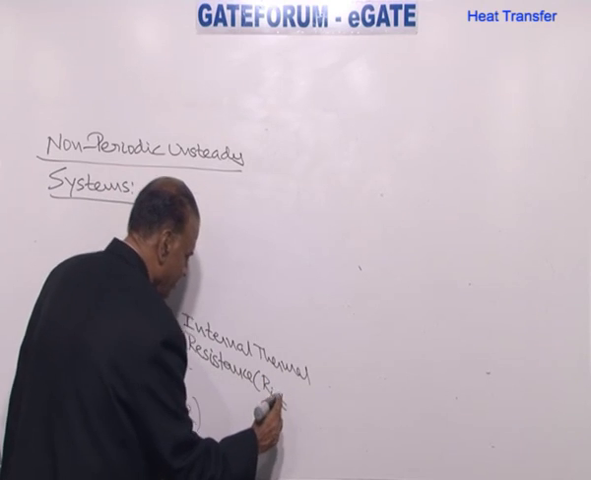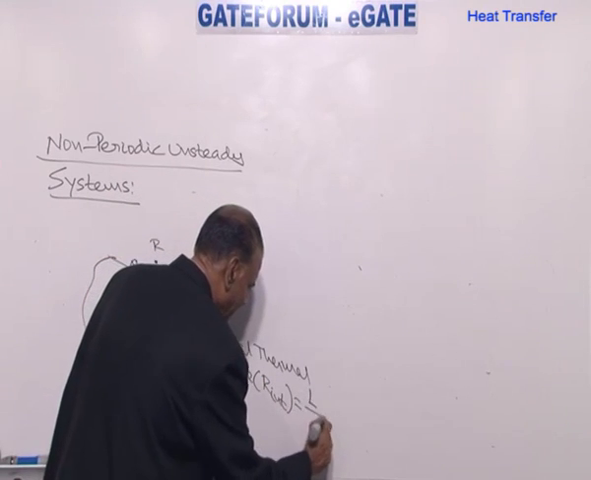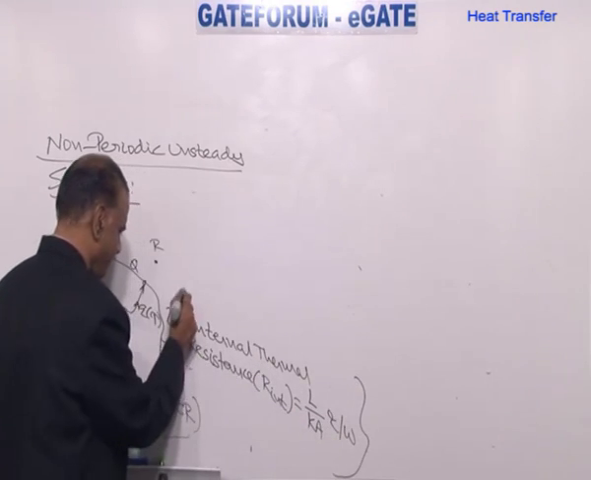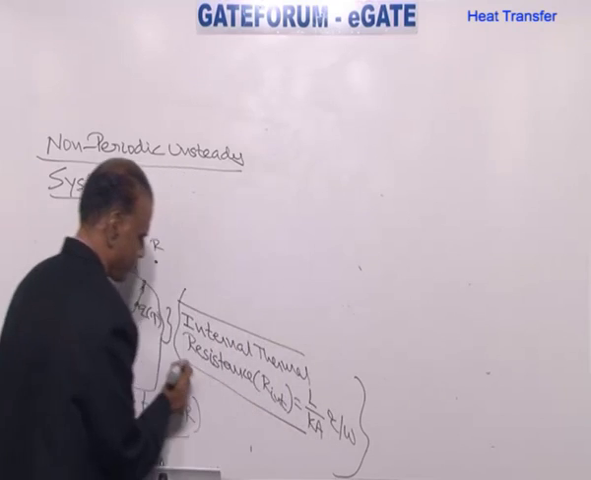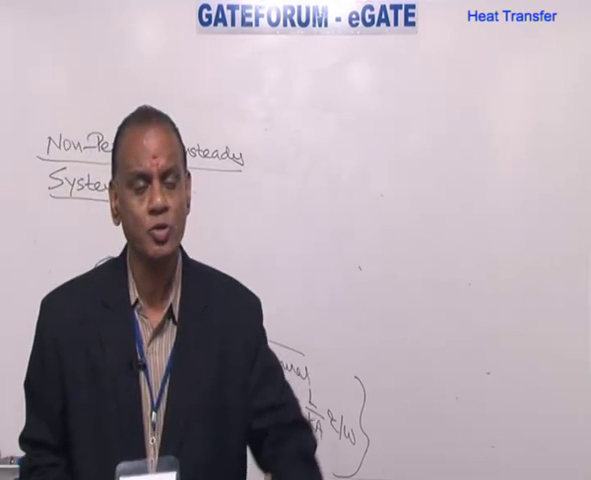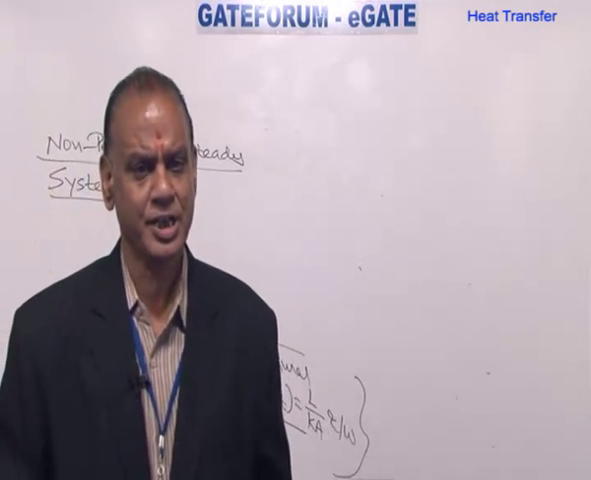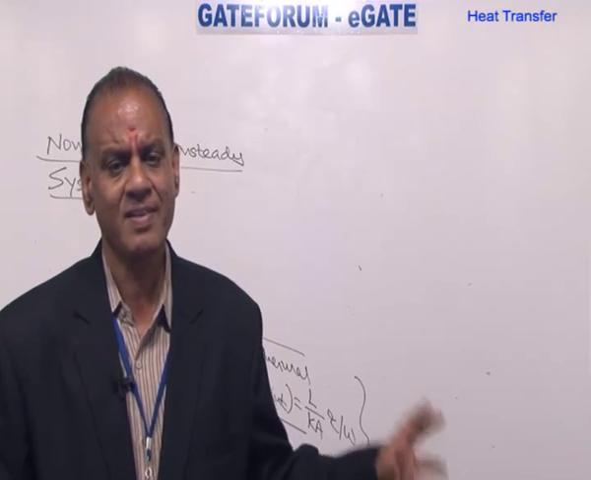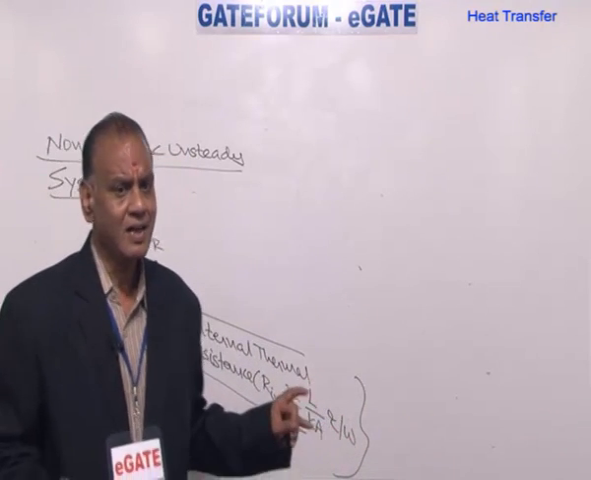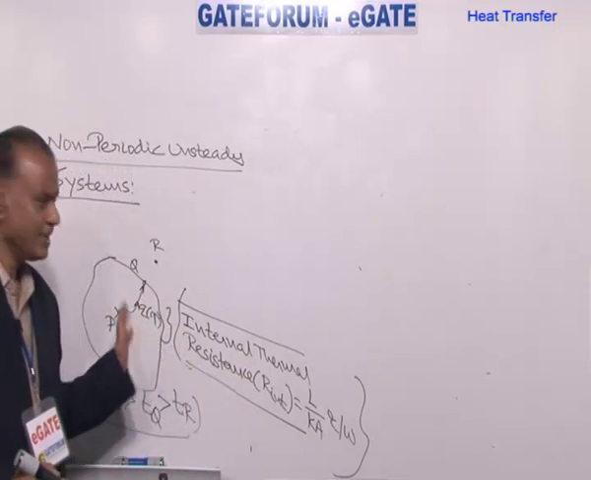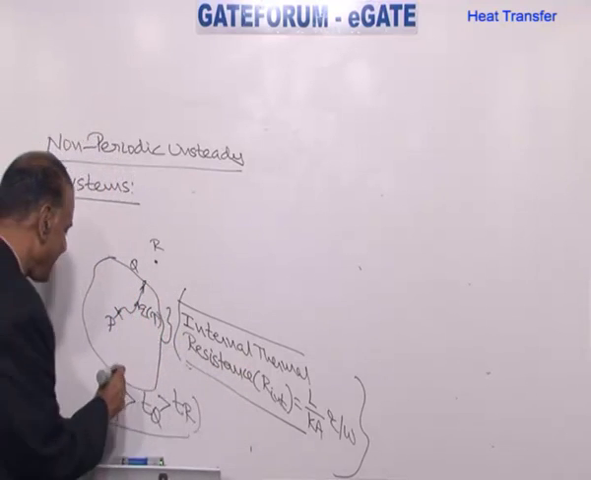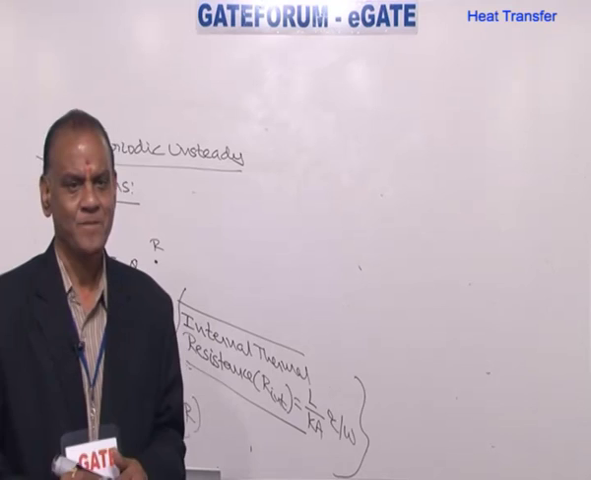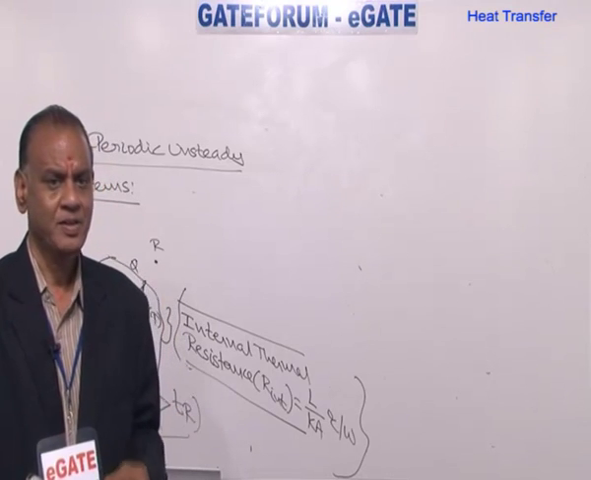Represented by R internal, mathematically given by L upon Ka, degree centigrade per watt. How much heat transfer is going to take place internally, that is by conduction, from P to Q is influenced by internal thermal resistance given by L by Ka. Here L is the distance between P and Q. A is the area available for heat transfer. K is the thermal conductivity of the material under consideration.